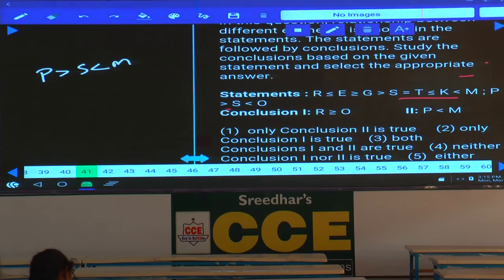Then what is your answer here? Now no relation between these two because there are two opposite symbols. As there are two opposite symbols, the second conclusion also does not follow. Hence neither one nor two follows. Choice 4.